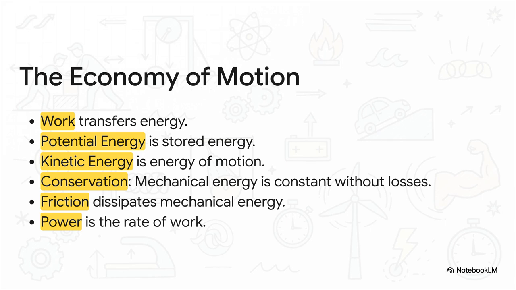Work is the transaction. Potential energy is your savings account. Kinetic energy is your cash on hand. The law of conservation is the unbreakable rule that the total budget never, ever changes. Friction, that's the annoying transaction fee that bleeds energy away as heat. And power is your cash flow. It's just how fast all those transactions are happening.